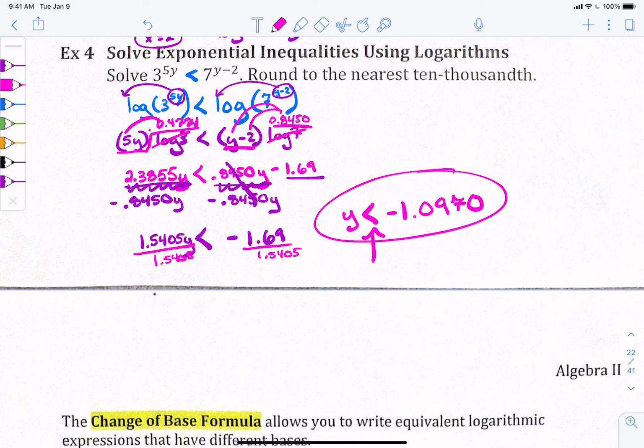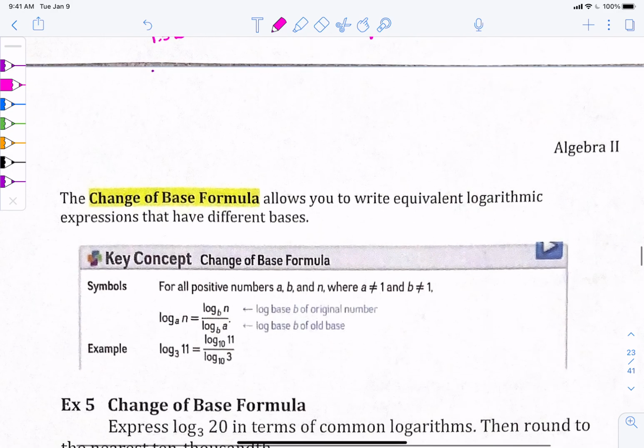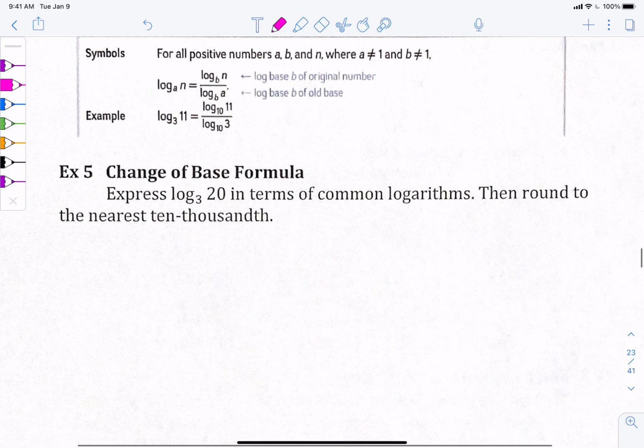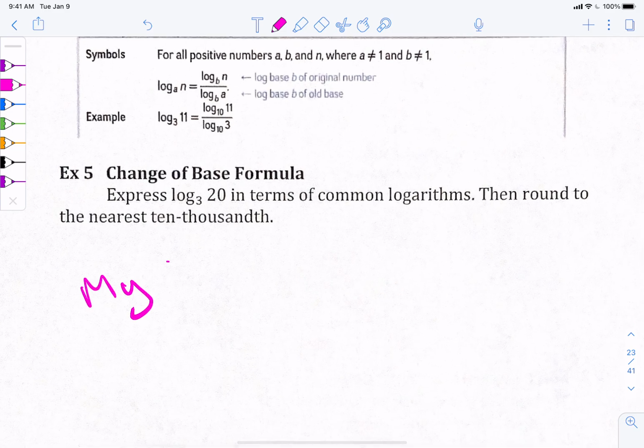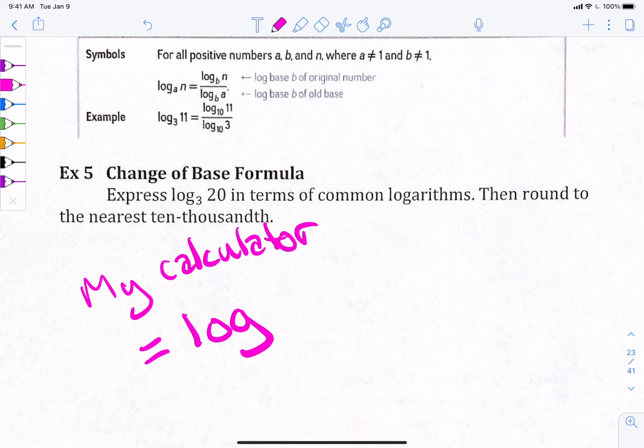Backside, last thing, change of base. Okay? My calculator only thinks in log base 10. So they are wanting me to type in log base 3 of 20. And how do I do that when it's a log base 3? I change it to a base of 10, right? I can type it into my calculator, but I have to change it a little bit first. Okay, here's how you change it. Ready?